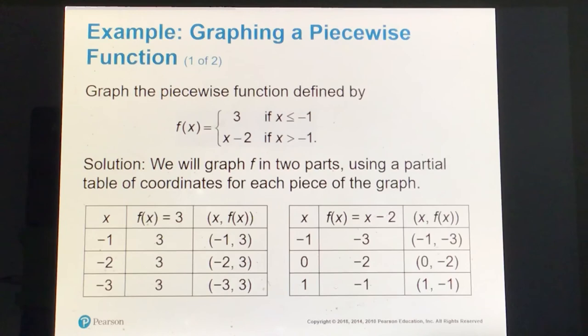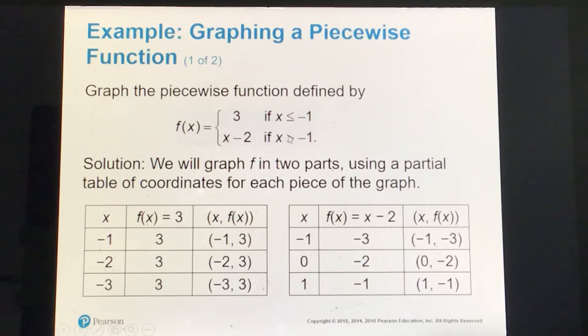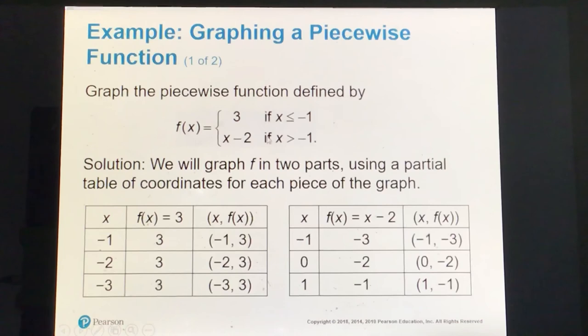Now, once you get beyond that, anything greater than negative 1, so 0 is greater than negative 1, put in 0. Always try to use 0 if you can. So 0 minus 2 is negative 2. So we got 0, negative 2. Then you can go 1. If you can use those numbers, use that. They're easy to do. So you put 1 in. 1 minus 2 is negative 1. So those are points there.